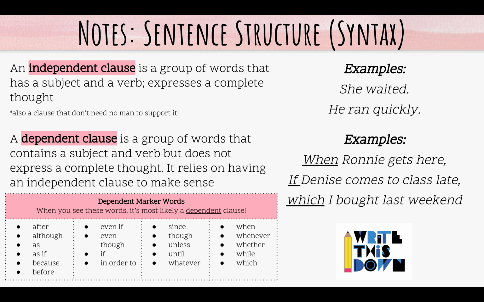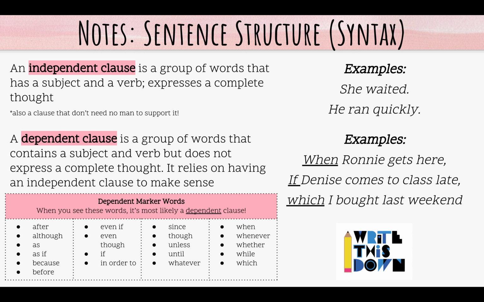Okay, first, an independent clause is a group of words that has a subject and a verb. So it's a sentence that expresses a complete thought. It's also a clause that doesn't need a man to support it. Okay, so some examples are a sentence that says she waited. So in this case, she is the subject and waited is a verb. Okay, so that's a complete thought.